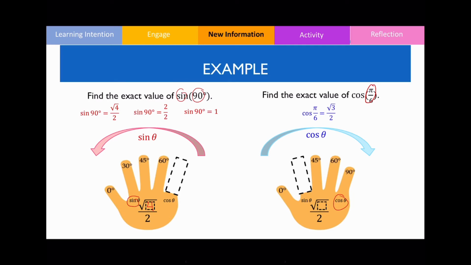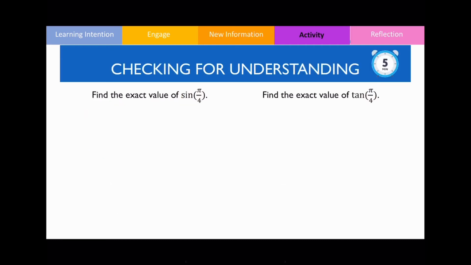Now, I haven't shown you how to do it for tan, but the strategy to find the exact values for tan is that you just need to memorize sine and cos, and then substitute them into the sine theta divided by cos theta formula. So have a go at answering this question over here. One of the questions will ask you to do tan. Give yourself 5 minutes to answer these questions, and then we'll compare our answers together.